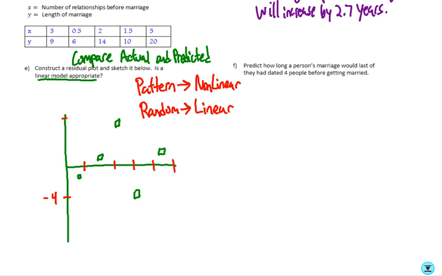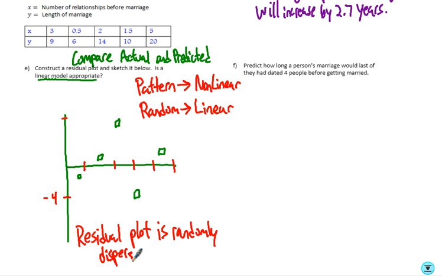So what we would say, in our little bit of a write-up here, is just to say that because the residual plot is randomly dispersed, that's going to suggest a linear relationship. So we can conclude a linear relationship.